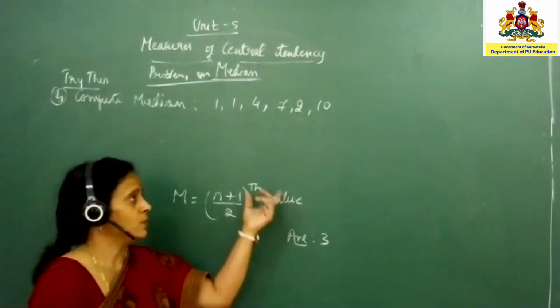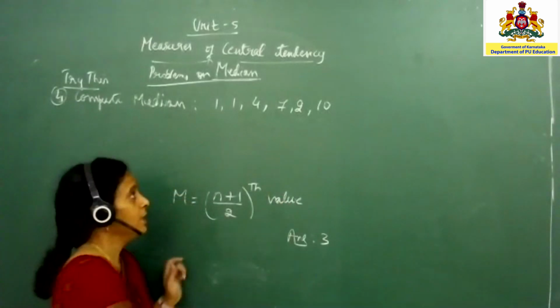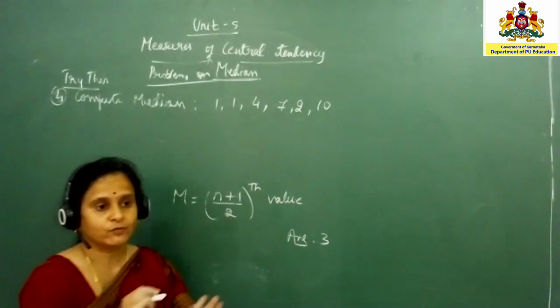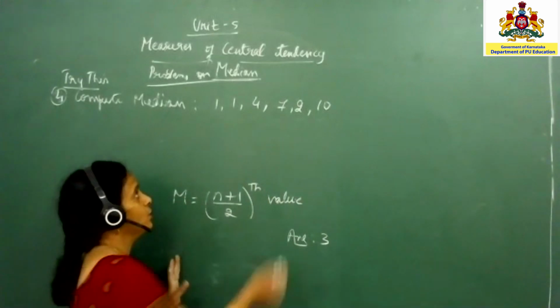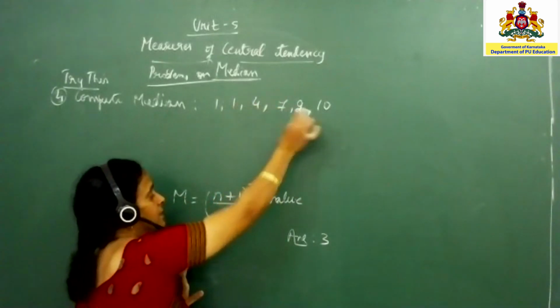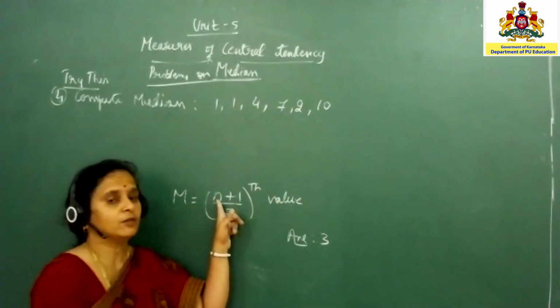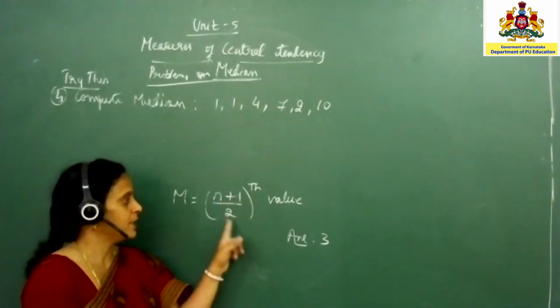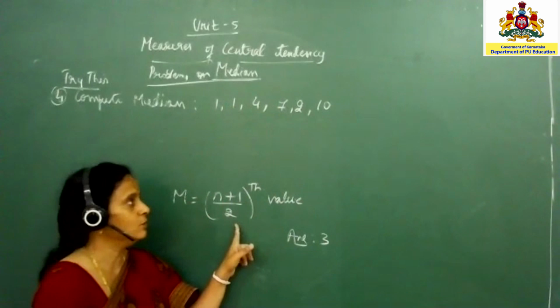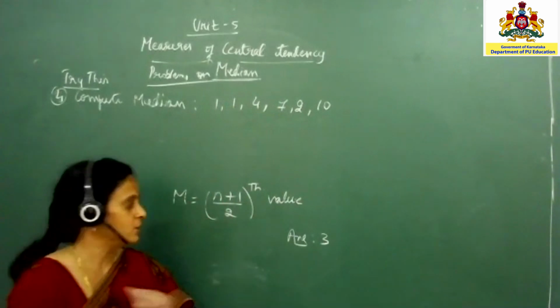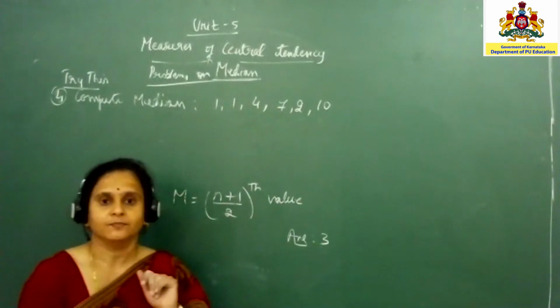Similar to the previous one. So try this raw data. Here it is not in an arranged way. You have to arrange that in ascending order. So 1, 2, 3, 4, 5, 6, 6 values are there. So n value is 6. So 6 plus 1 by 2, so 7 by 2 is 3.5th value. So third value plus 4th value by 2. You are getting the answer as 3. So try this.